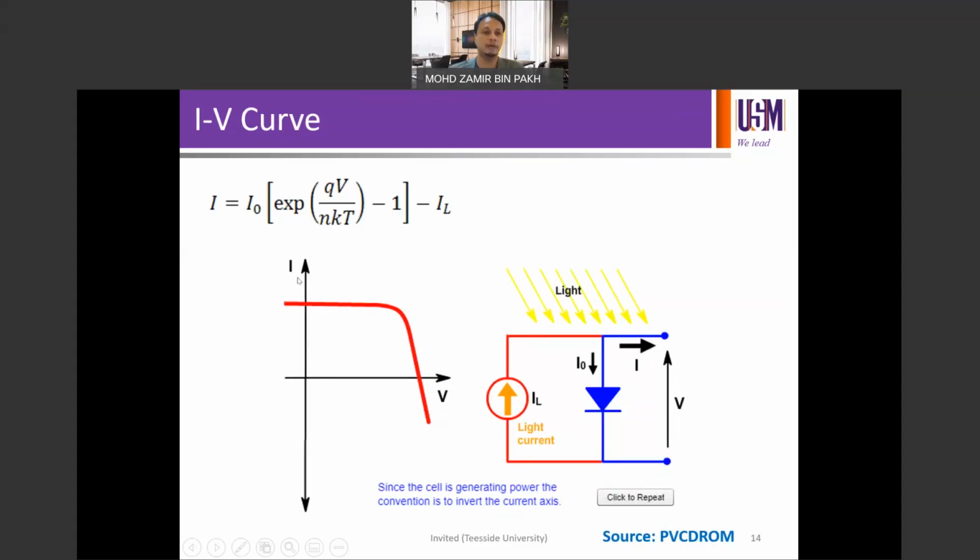The curve is given by the equation I equals I naught times exponential of QV over nkT minus 1, minus IL. I naught is the saturation current density or the leakage current. Q is the electronic charge. V is the voltage. N is the ideality factor. K is the Boltzmann constant. T is temperature. And IL is the load current generated.